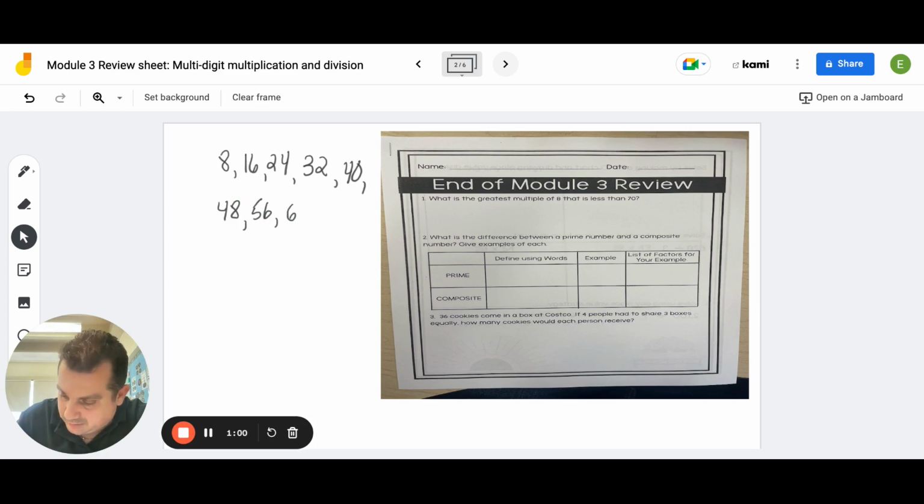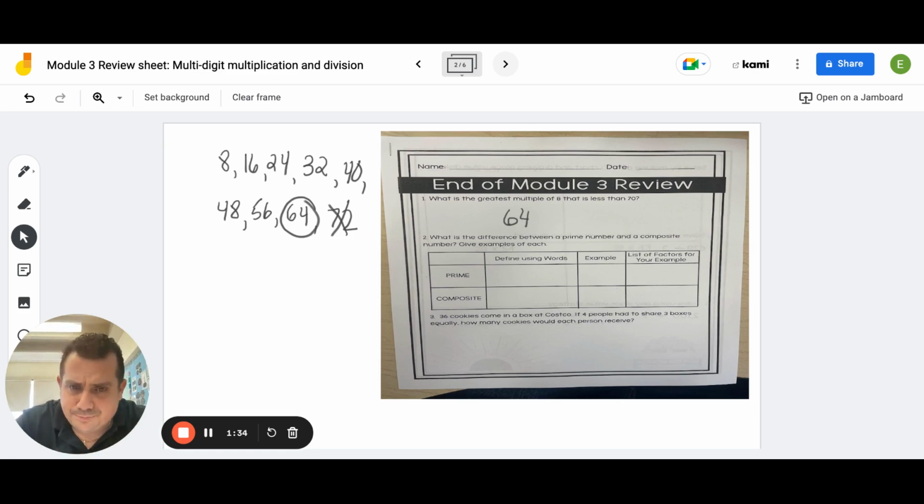8 times 6, 8 times 7, 8 times 8 is 64. And if we did 8 times 9 it would be 72, but that's not less than 70. So the greatest multiple of 8 less than 70 would be 64. Just skip counting right there. We know multiples are just taking a number and skip counting by that number. Okay, so that is number 1.